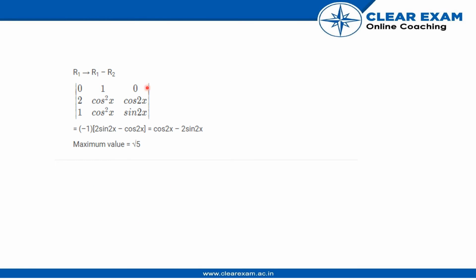Then what we do is we subtract the two rows over here, that is to make this term over here equal to 0. So we have these two terms 0, and the only way we get it is by solving for this term, that is minus 1 times 2 into 2 sine 2x minus 1 into cos 2x. So cos 2x minus 2 sin x, and the maximum value of this function will be root 5.